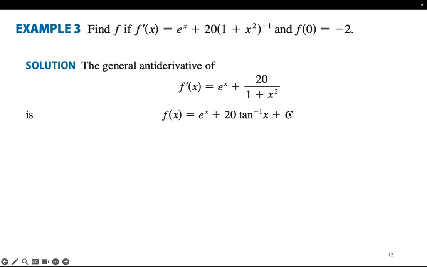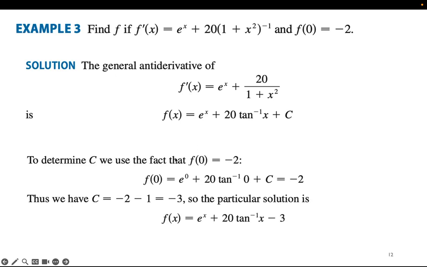If I want to find a particular c that satisfies this particular point, then I plug in this point, and I can find this c. So if I plug in 0, I should get negative 2 on the one hand, that's given here.